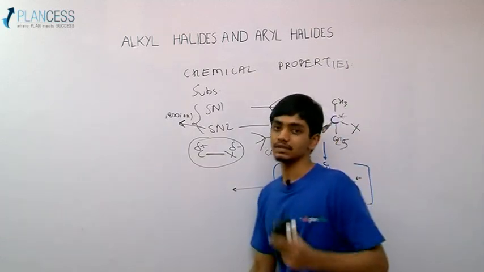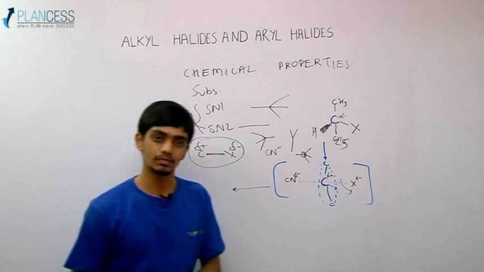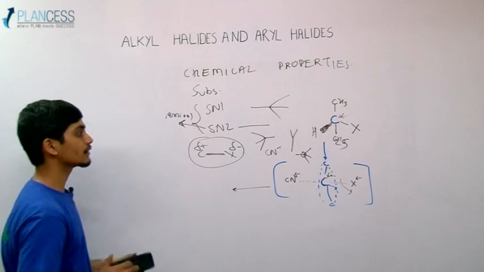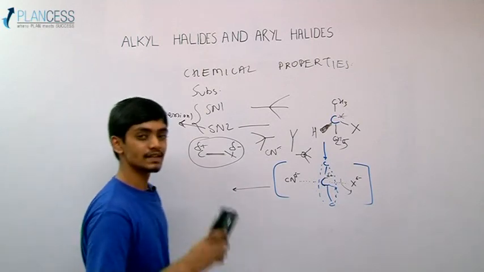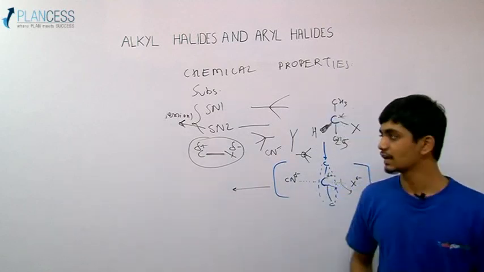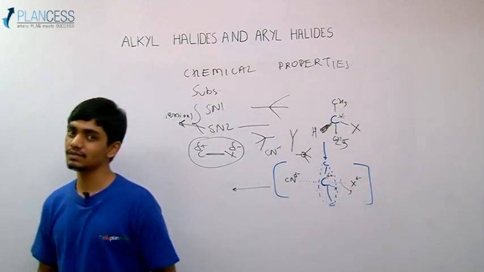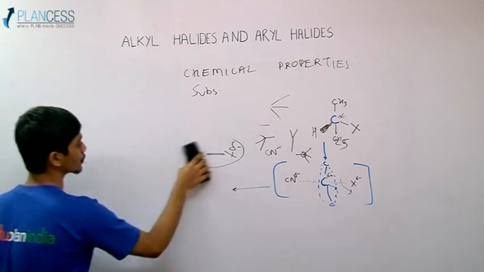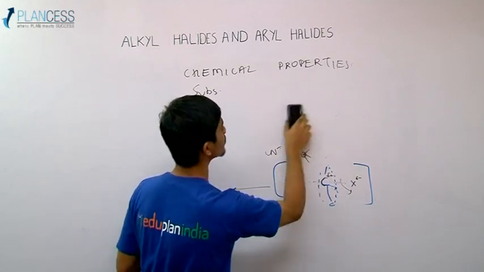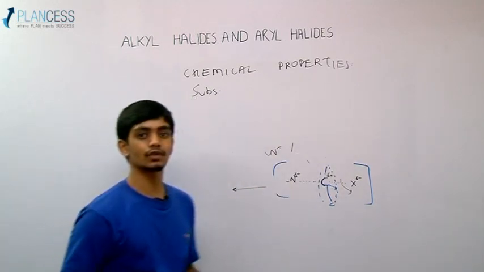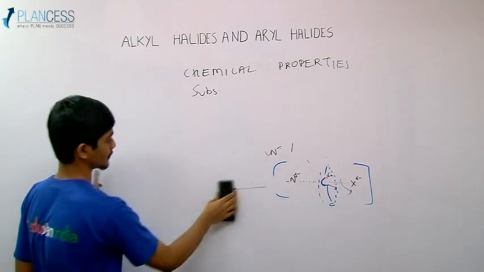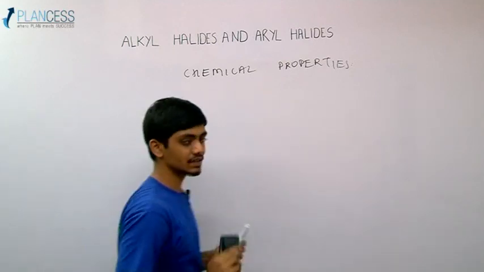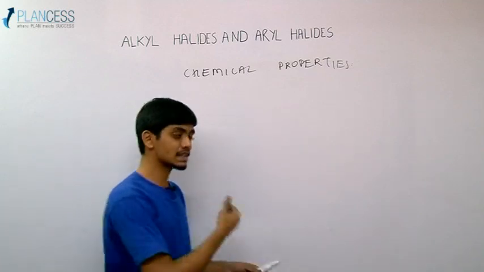That is, if the retention of configuration is occurring, it doesn't mean that it has to be SN1, or in other words you can say that if there is no inversion of configuration, it doesn't mean that the reaction is not SN2. It is possible that you have an SN2 reaction, but still the inversion of configuration does not take place. And such reactions are also called pseudo SN2 reactions. Why? Because they look like they are SN2, but inversion of configuration does not take place. And the reaction is, we have already seen it, in fact, in this lecture itself.